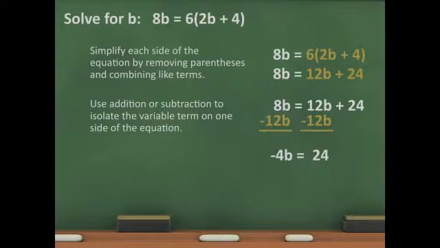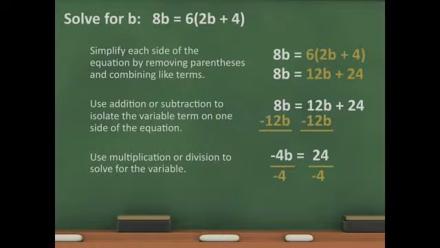Now we have negative 4b equals 24. Divide each side of the equation by negative 4 to solve for b. On the left side of the equation, negative 4b divided by negative 4 is 1b, or just b. On the right side of the equation, 24 divided by negative 4 is negative 6. The solution is b equals negative 6.